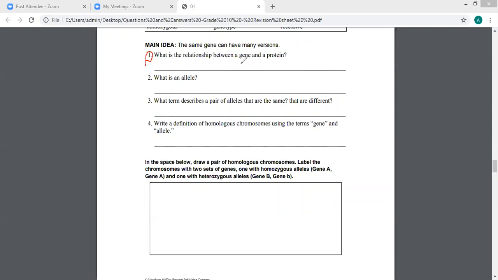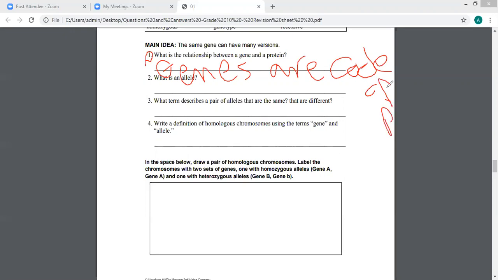The relationship between gene and protein is that genes are the code of protein, or the secret of the protein. Genes are the code of protein.